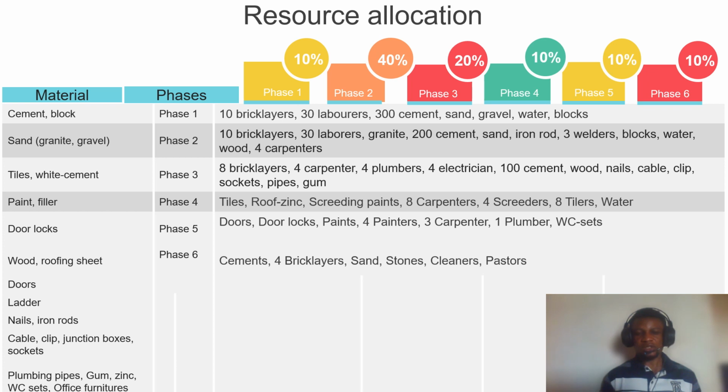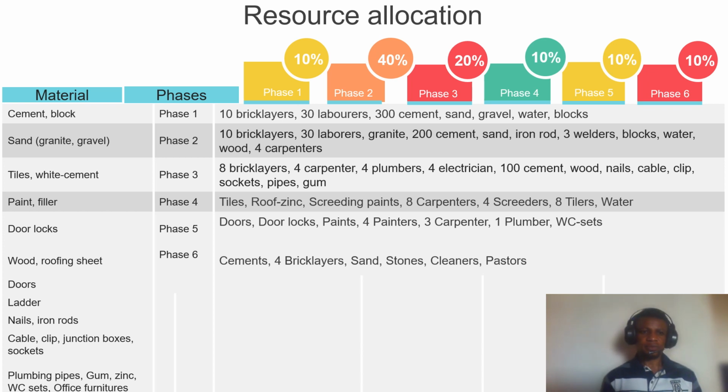And so these materials will be deployed in phases. Of course, we have both human resources and other material that is not human. In phase 1, what will be needed is 10 bricklayers and 30 laborers who will support the bricklayers. The bricklayers will begin their work from the fencing side, while the laborers dive into the decking, which requires a lot of laborers. That's why we need 30 laborers to speed things up on the decking side. That will require 300 bags of cement, sand, gravel, water, and blocks.